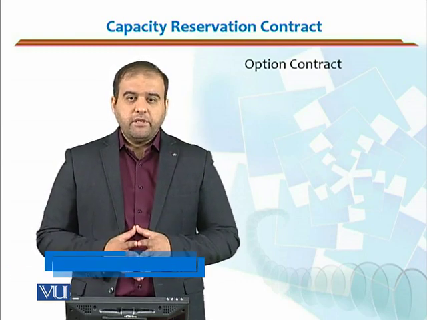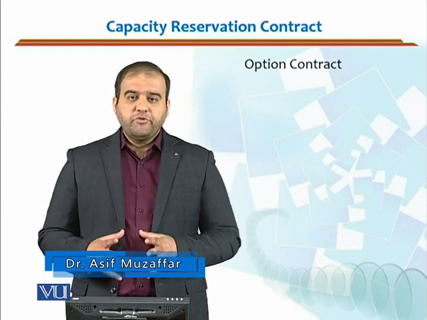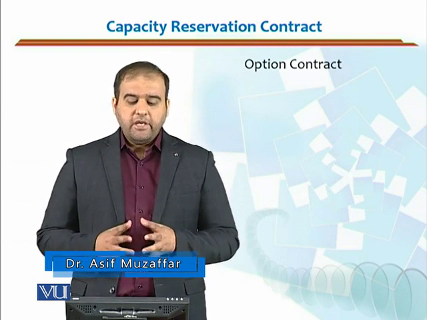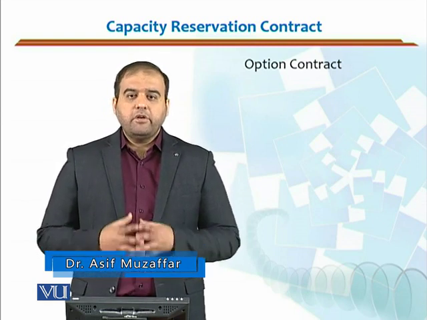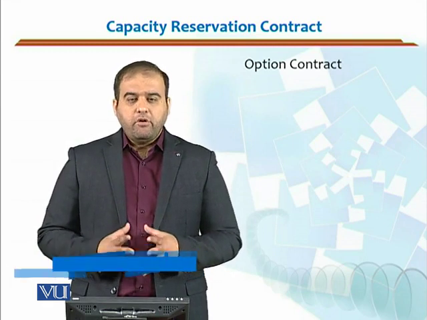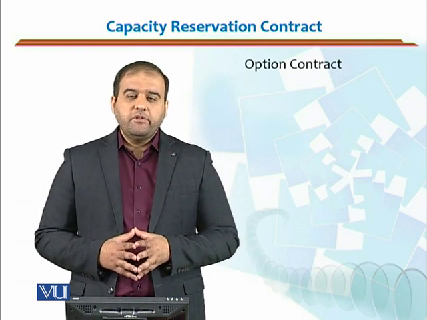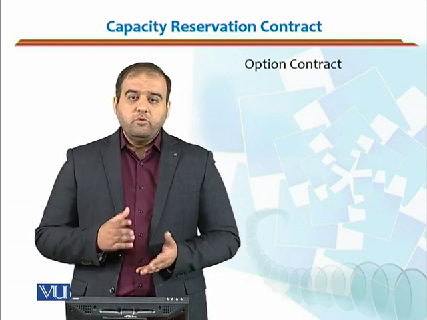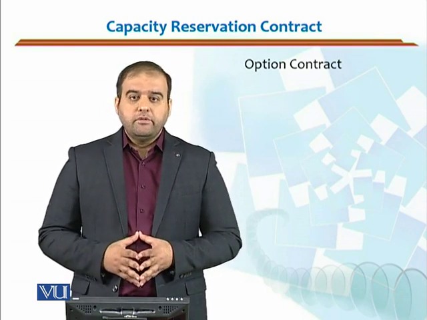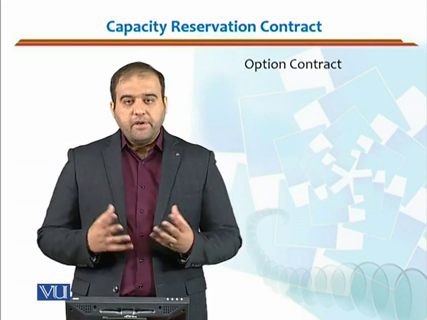So this is the basic essence of a make-to-stock situation in a supply chain, and the capacity reservation contract, advance purchase contract or option contract are the types of contracts which can be executed at that point of time to mitigate the risk of inventory with either player.